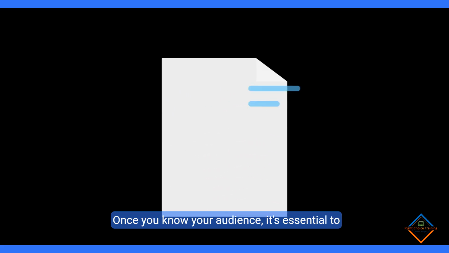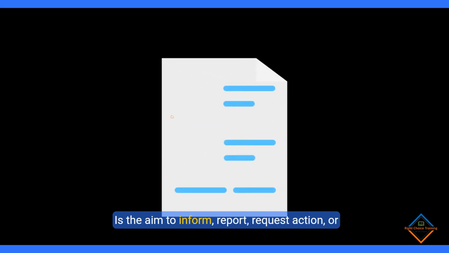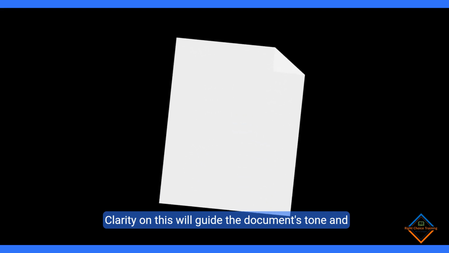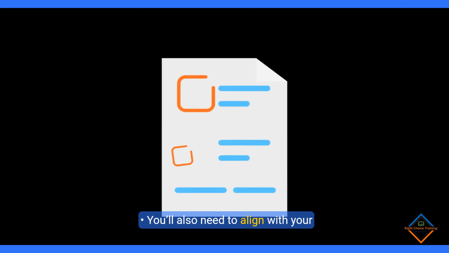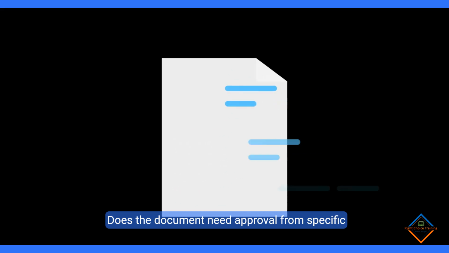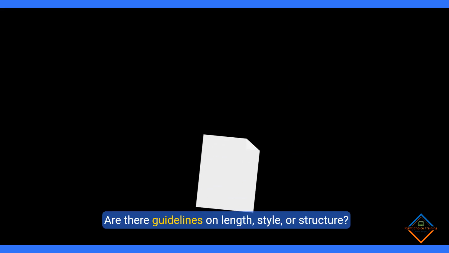Once you know your audience, it's essential to determine the document's purpose. Is the aim to inform, report, request action, or present research? Clarity on this will guide the document's tone and content. You'll also need to align with your organization's policies and procedures. Does the document need approval from specific departments? Are there guidelines on length, style, or structure?